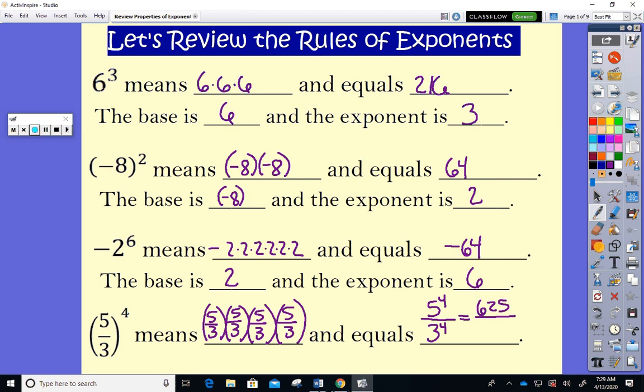And what is 3 times 3? 9. So 3 times 3 times 3 times 3 is 9 times 9, or 81. That one you probably could do in your head. Okay?